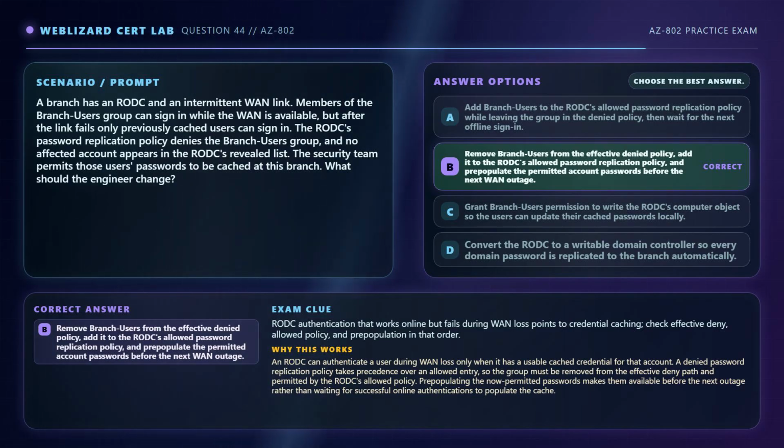Pre-populating the now permitted passwords makes them available before the next outage, rather than waiting for successful online authentications to populate the cache. RODC authentication that works online but fails during WAN loss points to credential caching. Check effective deny, allowed policy, and pre-population in that order.